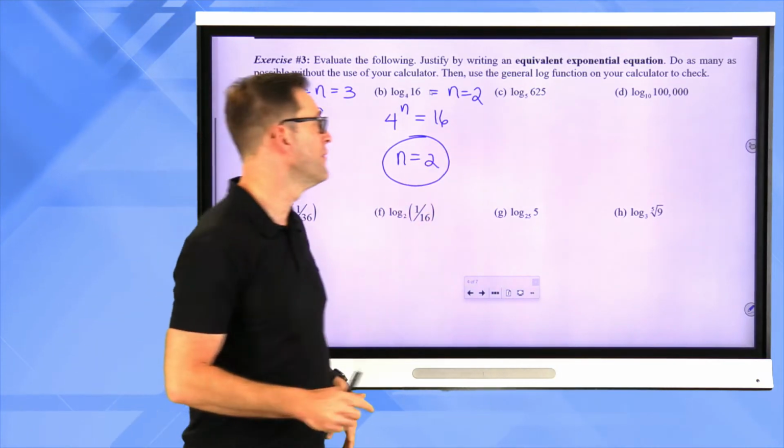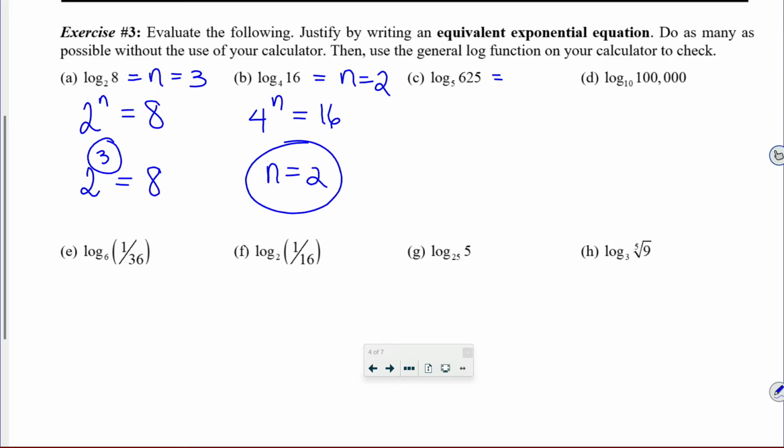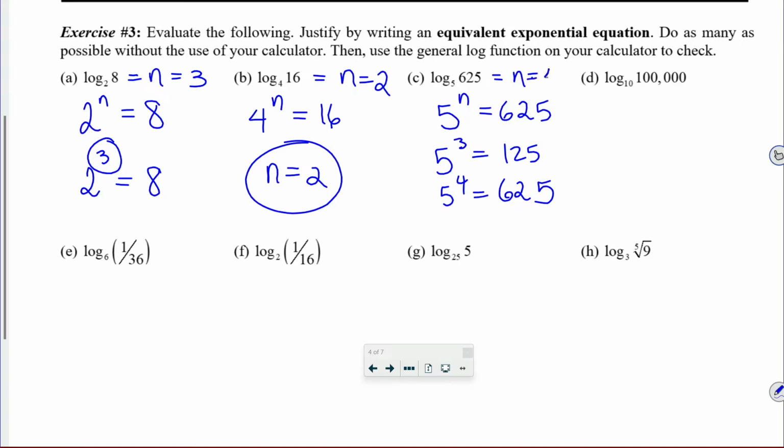Log base 5 of 625, that's probably a little bit more challenging. 5 to the n equals 625. By the way, we knew that 5 to the third was equal to 125. We've seen that a few times. 5 to the fourth, that's the one that's equal to 625. So the log base 5 of 625 is equal to 4.